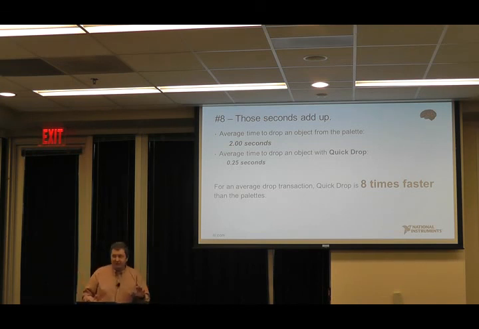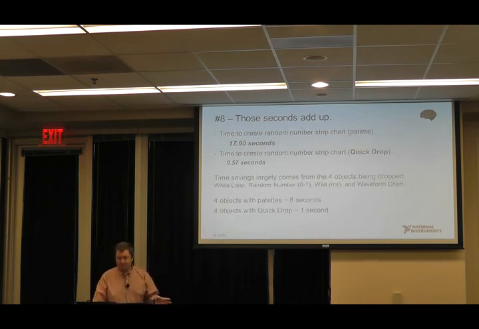But on average, I can drop an object 8 times faster with QuickDrop than I can with the palettes. There's no arguing with that. The QuickDrop is way, way faster than the palettes. So then I thought, okay, well that's just dropping objects, that's not actually writing VIs. So I figured, let me write the random number strip chart that we all know of.